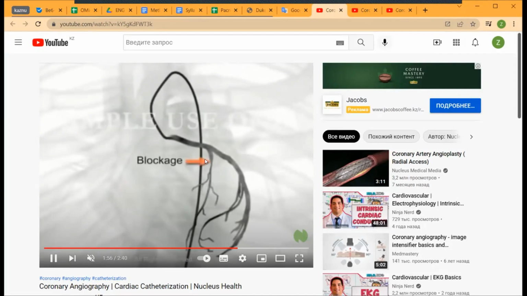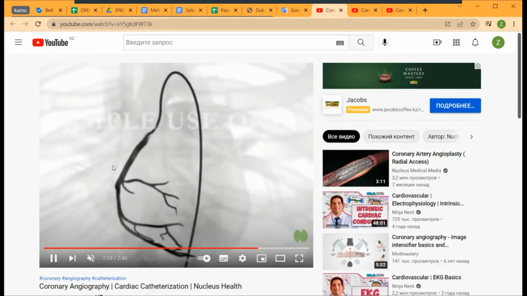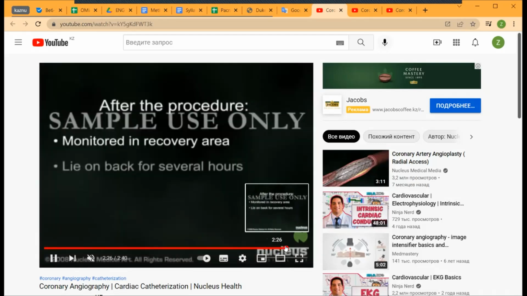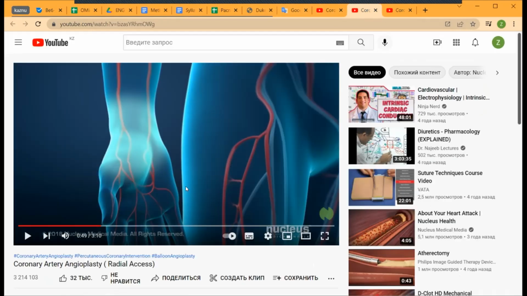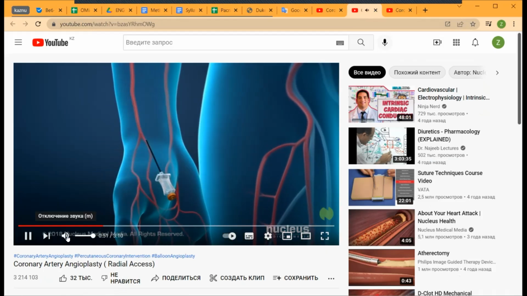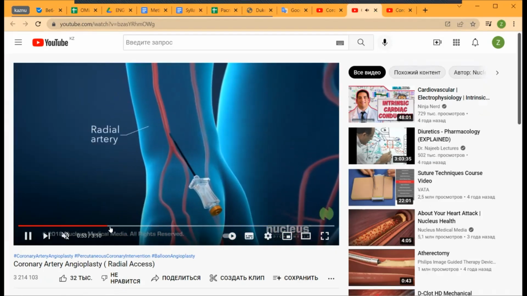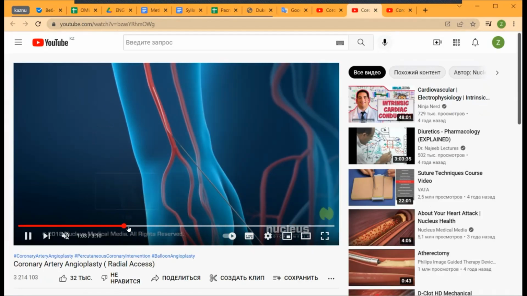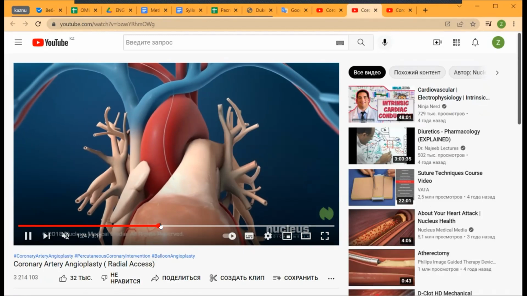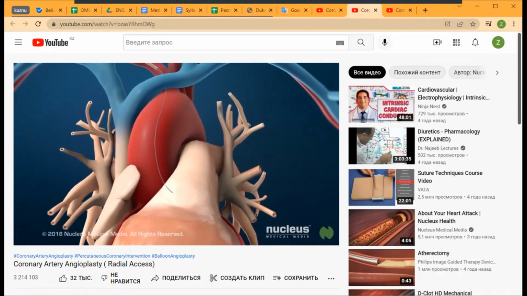Here we have atheroma, a blockage that closes the lumen of the artery. We check the right coronary artery, it's normal, the left one has a blockage. Another way is to go through the radial artery. With a needle, we can puncture the radial artery, and again we can go to the heart.